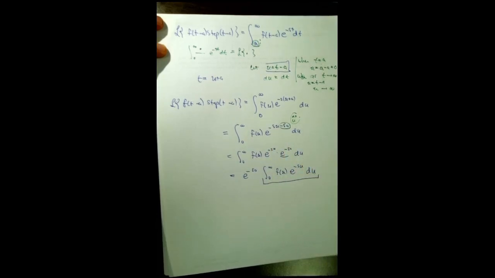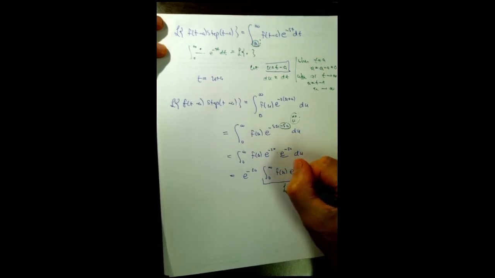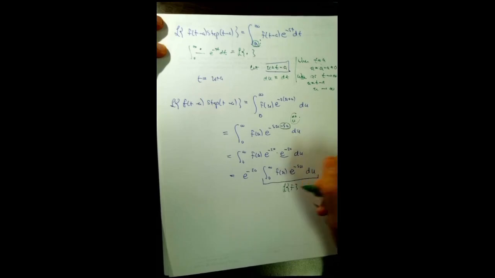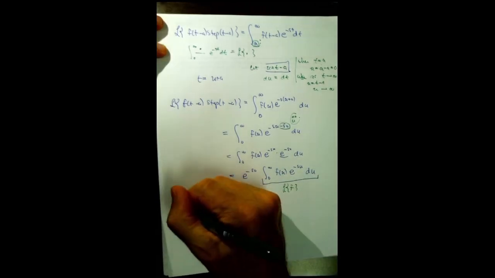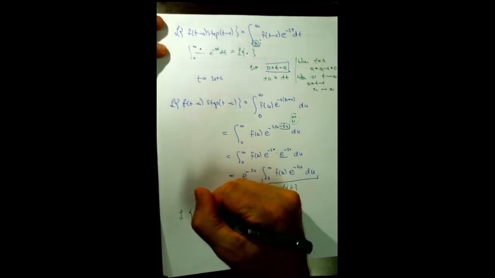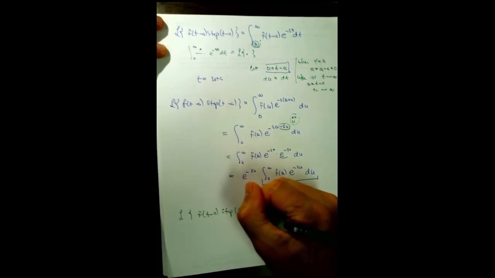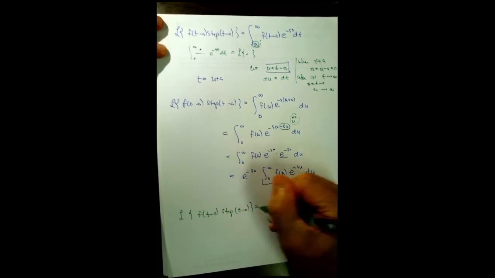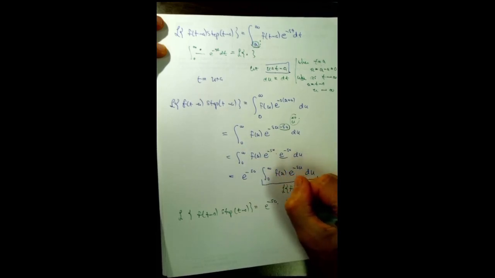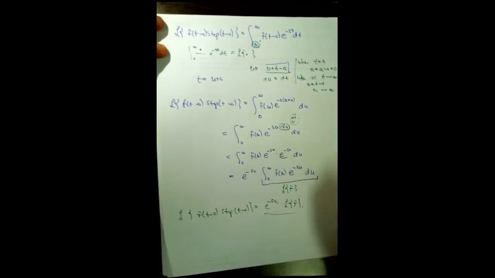And this is the definition of what it means to take the Laplace transform of a function. So what this says is the Laplace transform of f evaluated at t minus a times a step function at t minus a is equal to e to the minus sa times the Laplace transform of f.